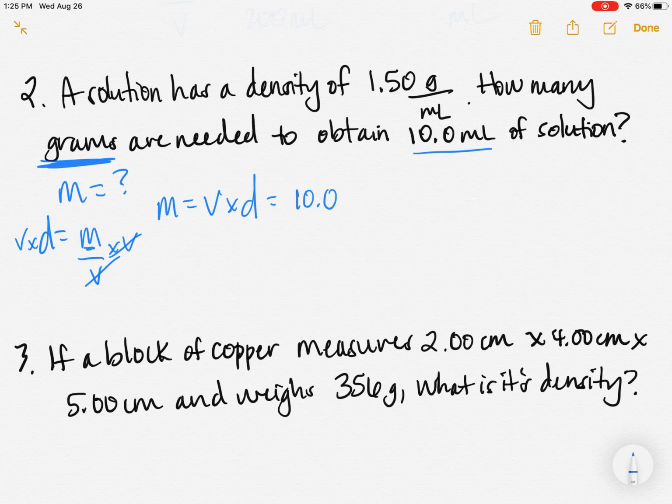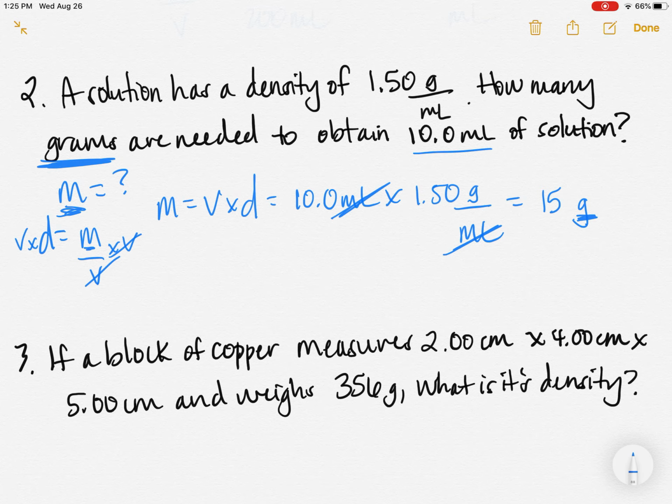So v for volume, my volume is 10 milliliters. My density was 1.50. Again, hopefully you don't need a calculator for this. 1.50 times 10 is just 15. Look what happens to my units here. Milliliters cancels. I'm left with grams. That makes sense because grams is a unit for mass, which is what I was looking for.